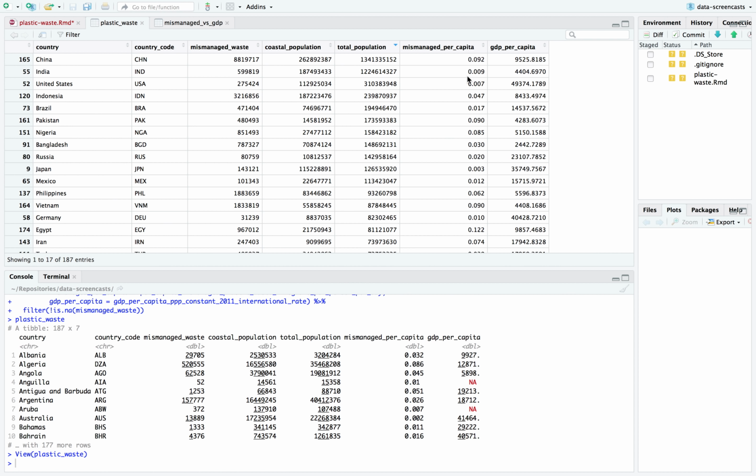10 times higher than India or the United States. Pakistan, Nigeria as well. So it's interesting because China is generally a richer country than India. Gapminder has China as upper middle income, India as lower middle income. We see the GDP per capita is twice as high. And I would have expected mismanagement per capita to be correlated with country income.